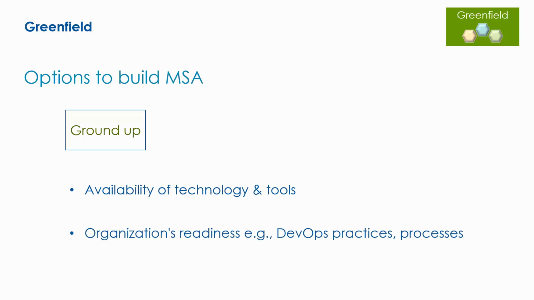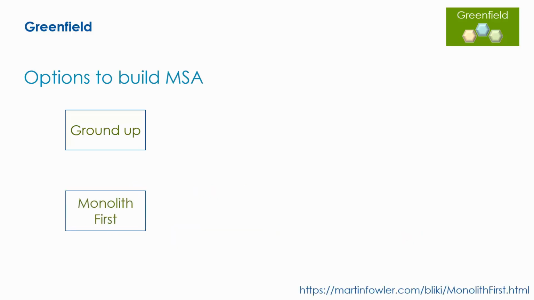For example, does the organization have mature DevOps practices and processes? This option is suggested for teams that are experienced with microservices and are working for organizations that have already adopted microservices. The second option is to use the monolith-first approach.